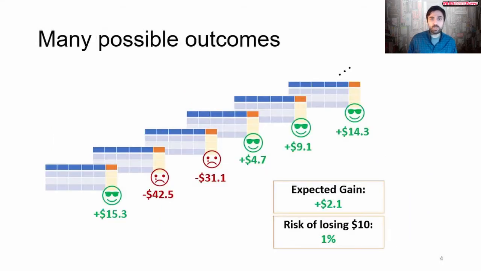What we really want is a portfolio with a high expected gain and such that the probability of losing too much money is small. We can decide, for instance, that we don't want to lose more than $10. We call the probability of losing more than $10 the risk of the portfolio. And we can say, for instance, that we want the risk to be below 5%.